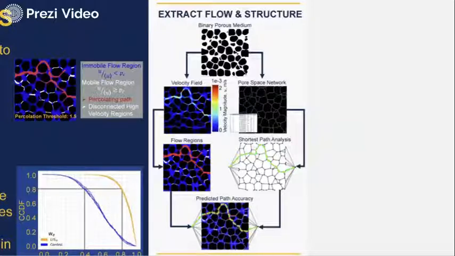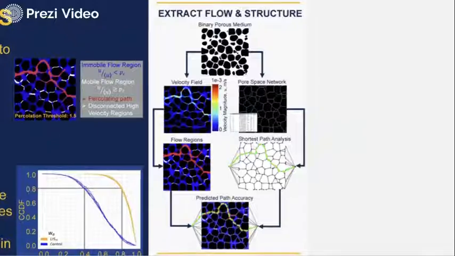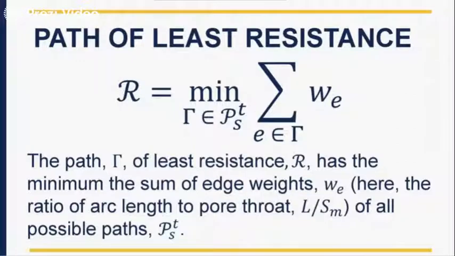To understand the dependence of the mobile flow region on the pore space structure, we perform a structurally biased shortest path analysis and evaluate how well the path of least resistance predicts the mobile flow region. The path of least resistance has the minimum sum of edge weights of all the possible paths between a source node S and a target node T. We find that defining the edge weights as the ratio of arc length to pore throat provides a path of least resistance that accurately describes the percolating flow path in all structures used in this study.